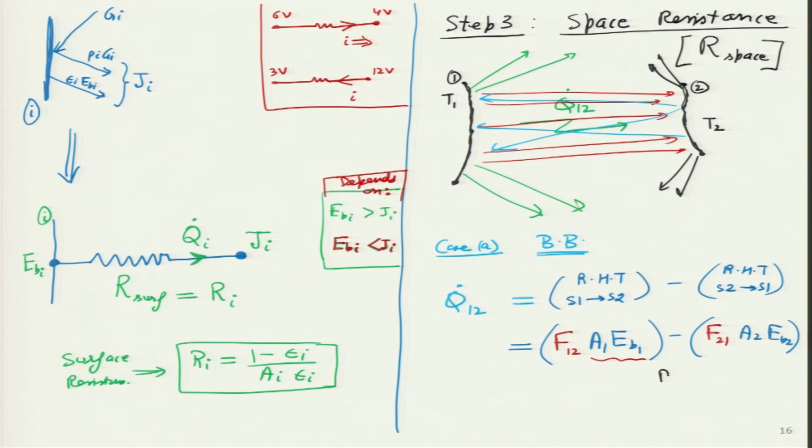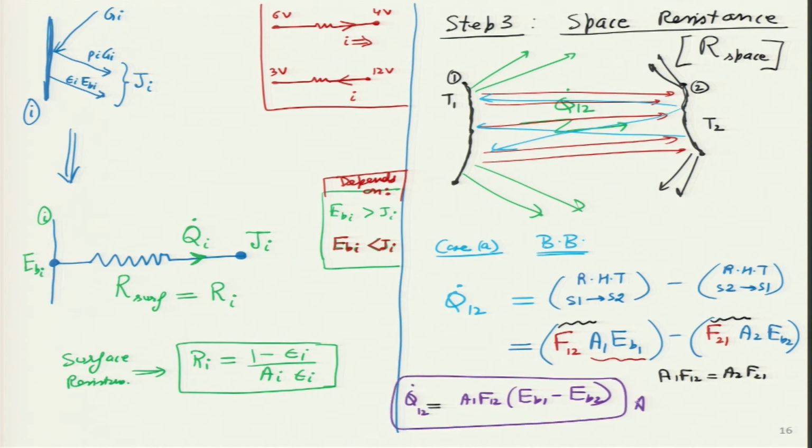Now we will use the reciprocity rule. A1 F12 equals A2 F21, which means these terms and these terms are actually the same. I can bring them outside the bracket. So what do I get over here is A1 F12 (EB1 minus EB2). This is the value of Q dot 12, very simple and straightforward. This is the final answer, the answer for case A, which is black body, because it is very easy to calculate for black body.